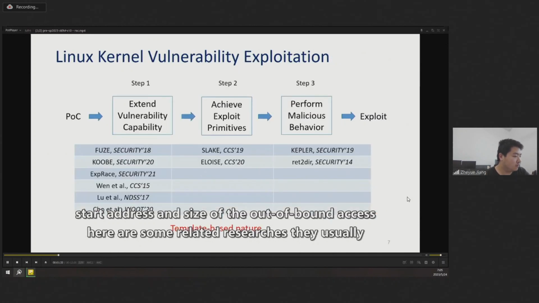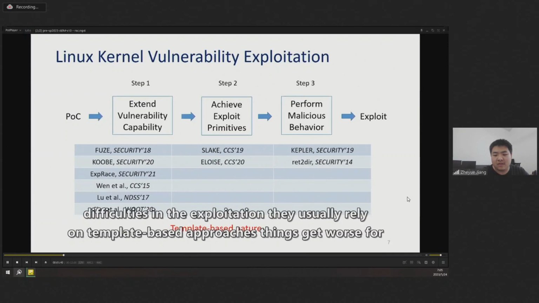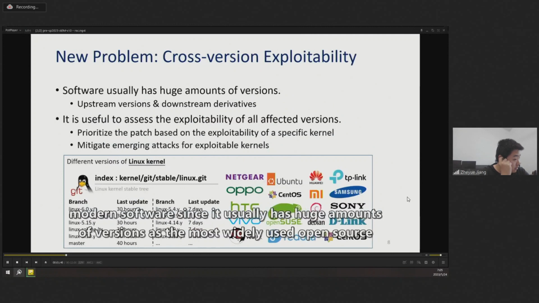Here are some related researches. They usually focus on solving the problems in different steps of the exploitation. As mentioned before, due to the difficulties in exploitation, they usually rely on template-based approaches. Things get worse for modern software since it usually has huge amounts of versions.